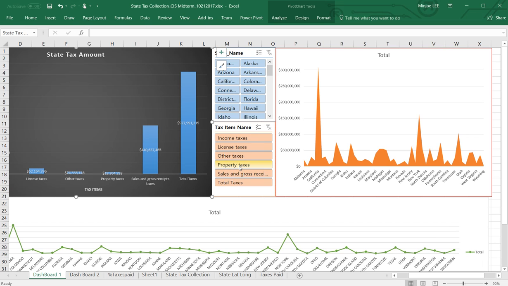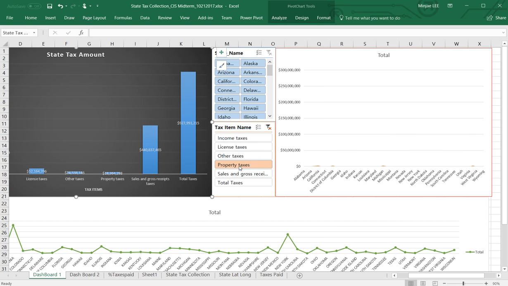So let's go to property taxes. Property taxes are not the major tax items, but only California, District of Columbia, Michigan, and I think West Virginia are the only states that had property taxes for last year.